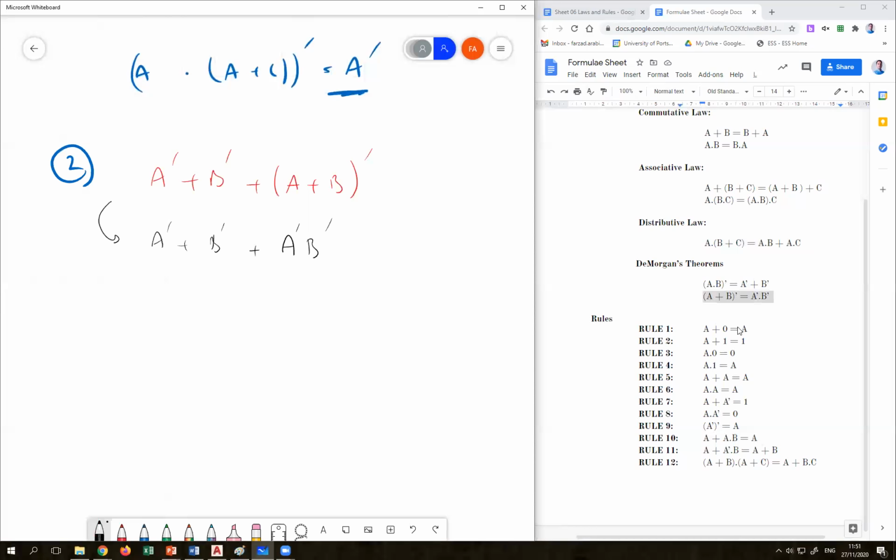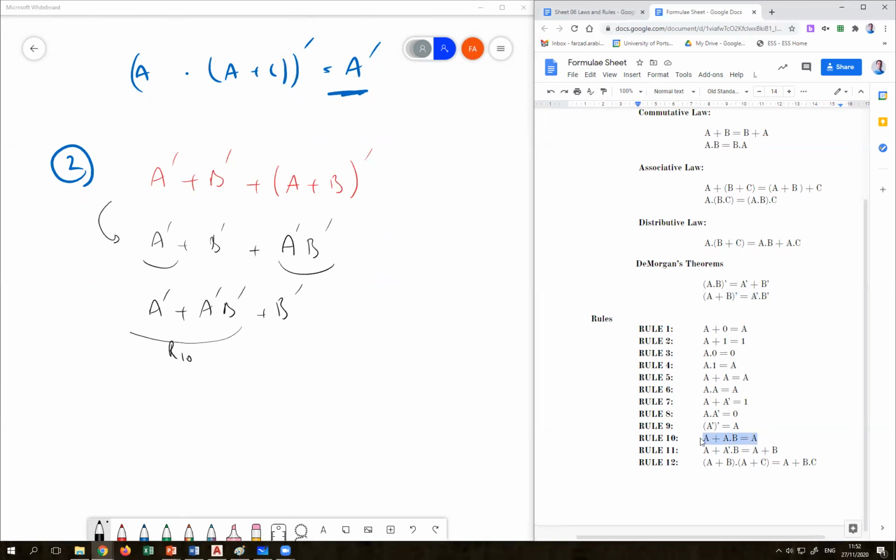So what I can do, then I can take these two. This is A naught plus A naught B plus B naught. Again, you can take a common factor of A naught, or you can use rule number 10 again. Same structure, A or AB. Here, rule number 10: A or AB is A. So A naught or A naught B naught is equal with A naught.